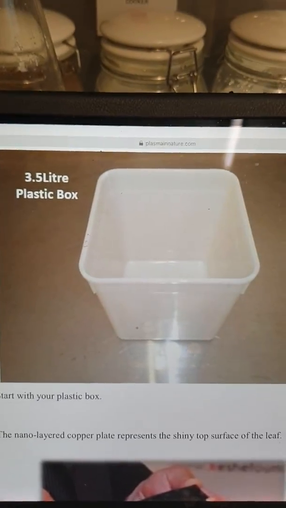So you get the box. Get a box. That's a 3.5 litre box. You don't have to have a big box. You can do it in a small box.